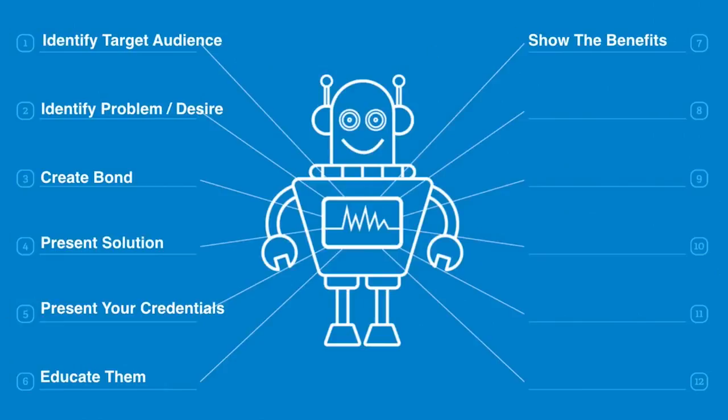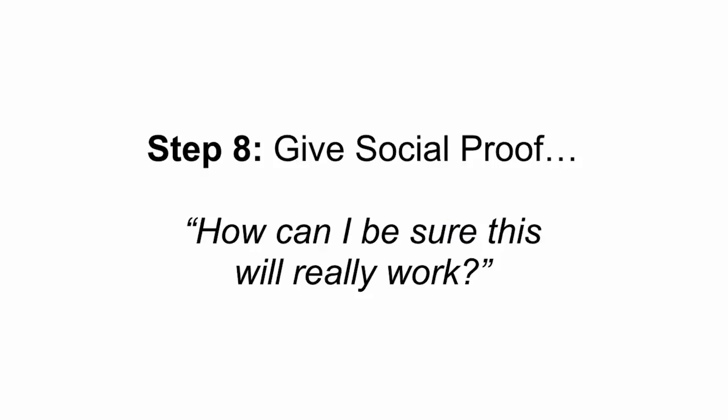All right, step number 8 is give social proof. That answers the question, how can I be sure this really works? So at this point in the presentation, your prospects who are still reading or watching have a genuine interest in your product or service. They're now involved emotionally, and now their brains are trying to find problems or threats.